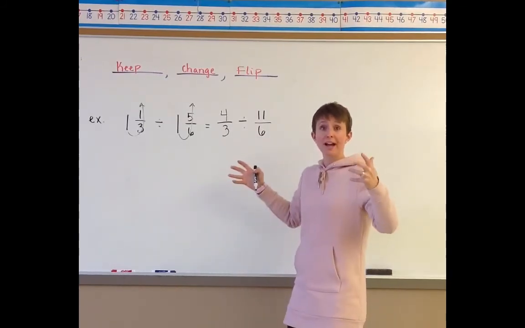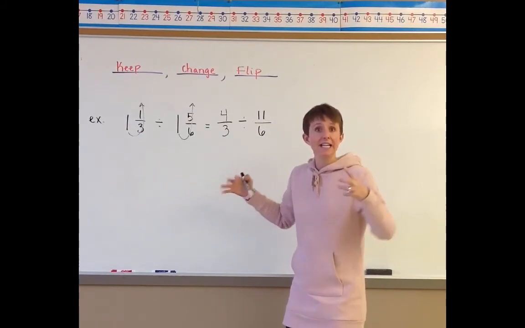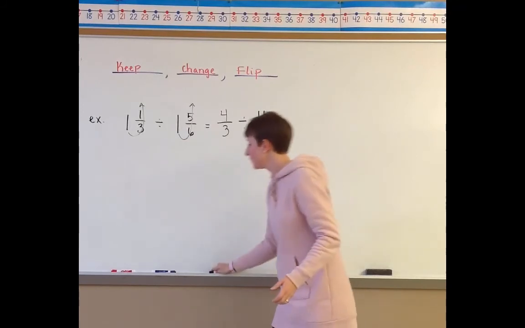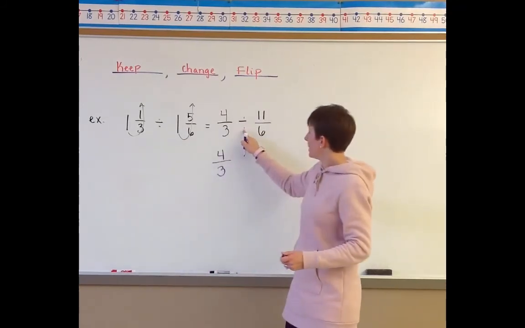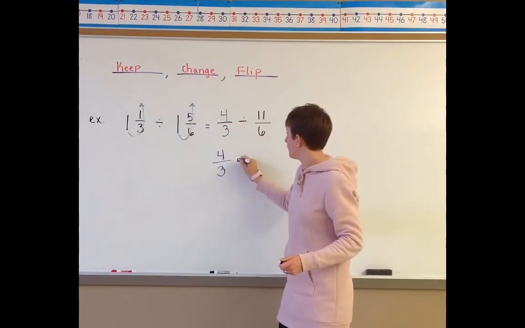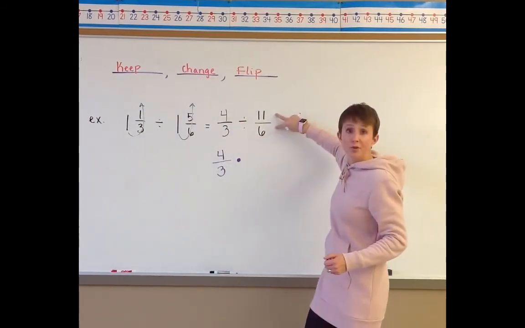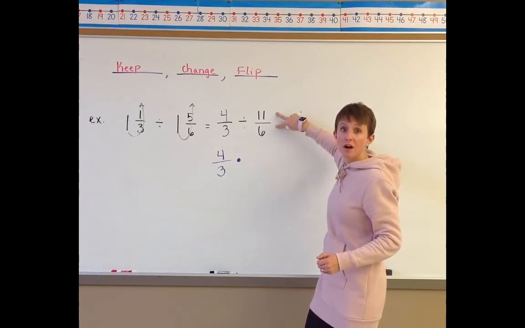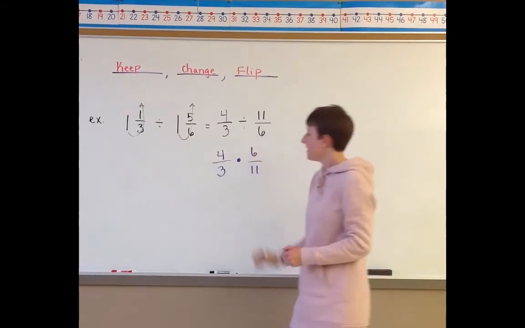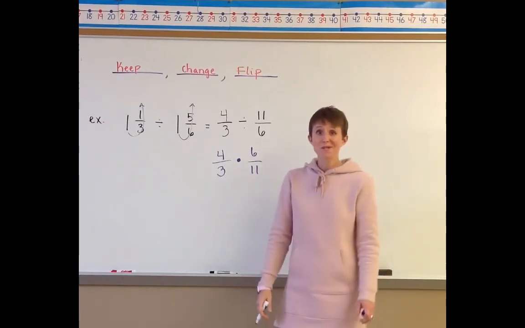Now, we're just going to apply our idea that when we're dividing, it's the exact same thing as multiplying by the reciprocal. So we're going to keep the first fraction. We're going to change division to multiplication. And we're going to find the reciprocal. We're going to flip our divisor, the second fraction. 6/11. Now, it's multiplying fractions.